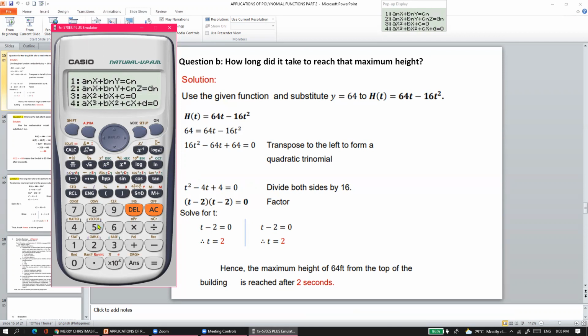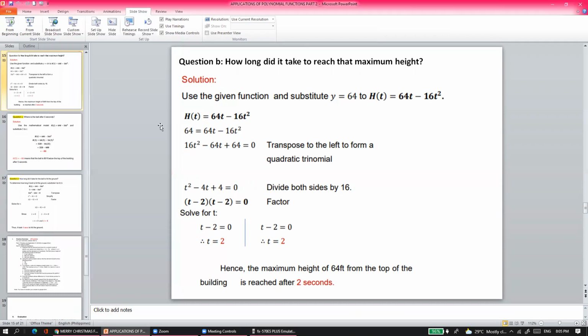Again, mode 5-3. The value of A here is 1. I'll press equal. The value of B is negative 4. I'll press negative 4, then equal. And C is equal to 4. I'll press 4 and then equal. Isang equal pa, X is equal to 2. So, ganun lang nakuha ang sagot na 2 sa ating given problem na yan. So, nasagot na natin yung dalawang questions. Now, let us proceed to the next slide.